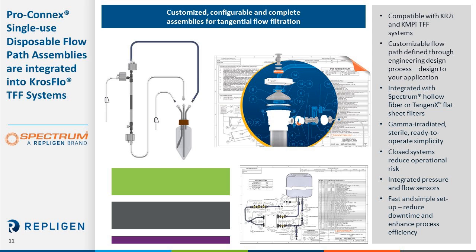Repligen offers single-use filter assemblies that are fully compatible and optimized for use on the KR2i and KMPI TFF systems. These flow paths are fully customizable and are defined through an engineering design process. In other words, they are designed for your particular application. Assemblies include a filter, configurable tubing sets, and integrated sensors. They can be designed with both Spectrum hollow fibers or Tangenix flat sheet cassettes.